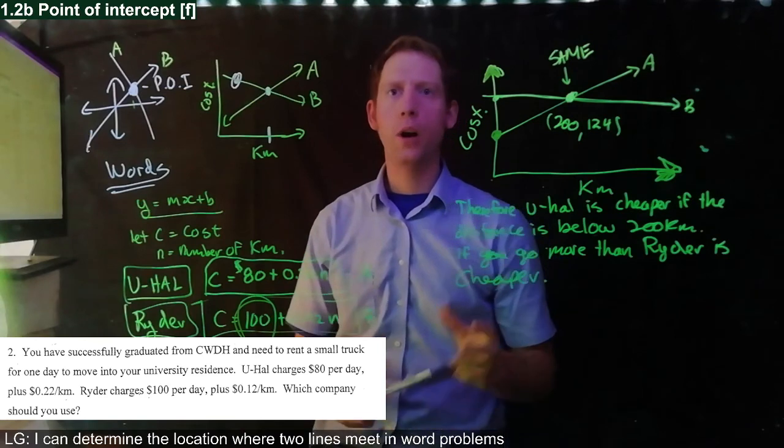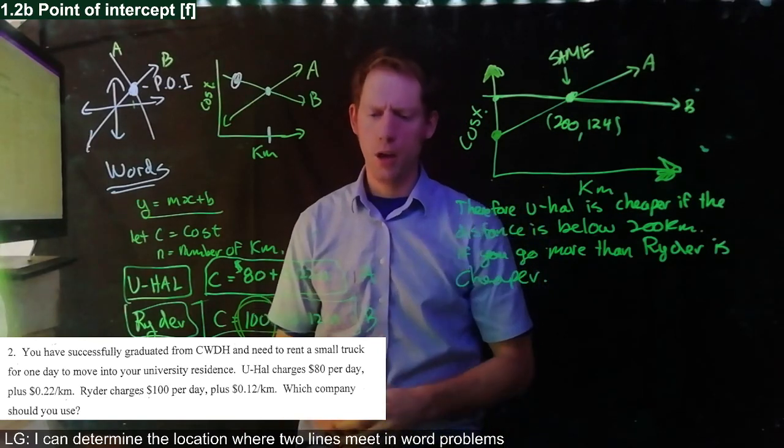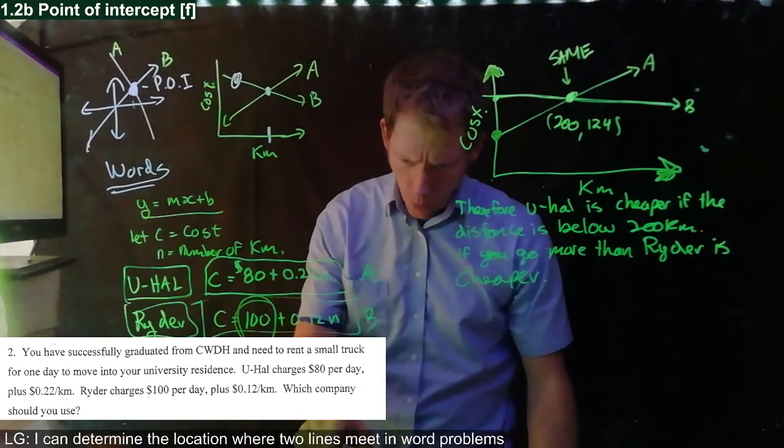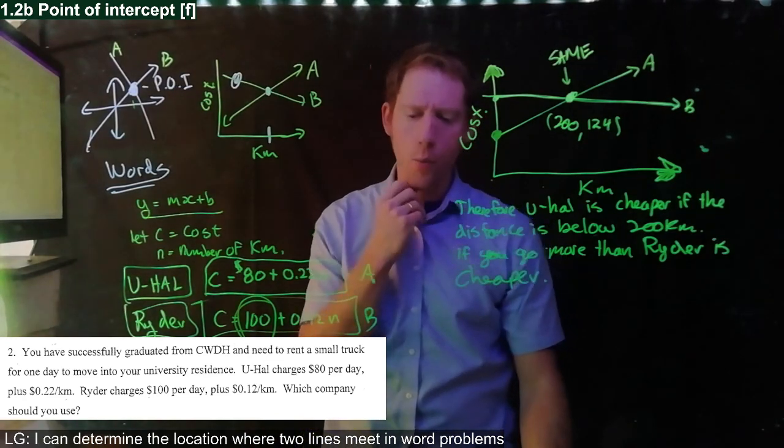Okay, so you're going to be working on the worksheet. You can identify it's going to be 1.2 B, point of intercept word problems.